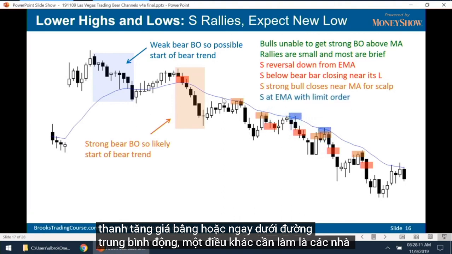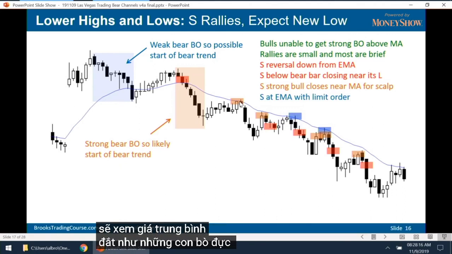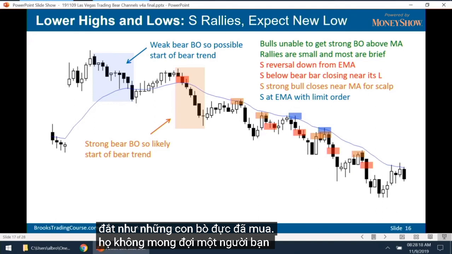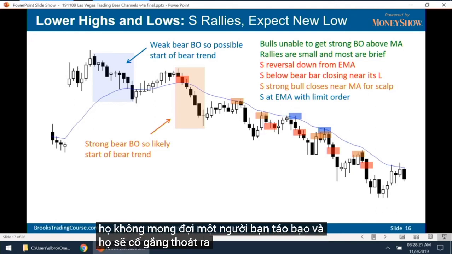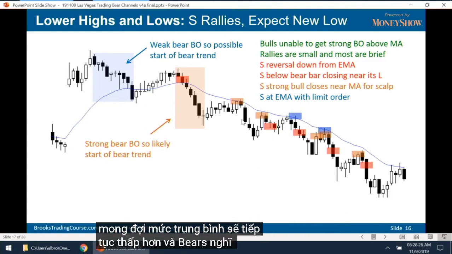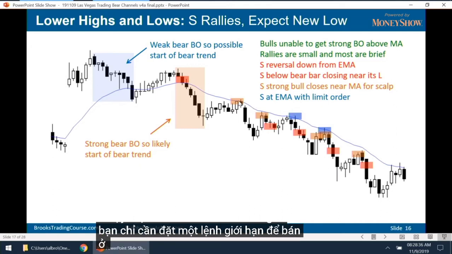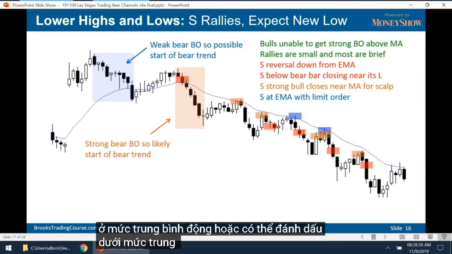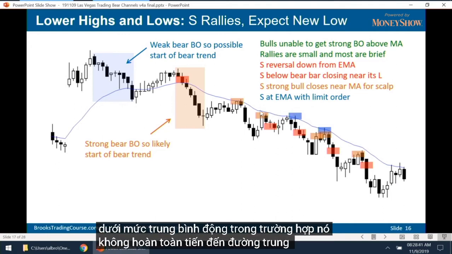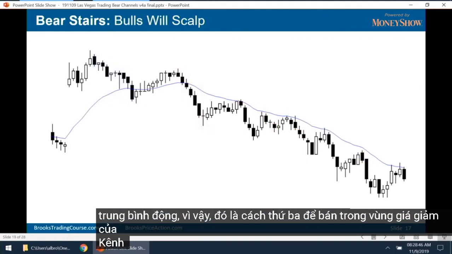Another thing to do is, traders are going to see the average price as expensive. The bulls who bought, they're not expecting a bull trend, and they're going to be trying to exit around the average price because they're expecting the average is going to keep getting lower. And the bears think that the average price is expensive. So the bears will sell around the average price as well. So another way to get short is you simply place a limit order to sell at the moving average, or maybe a tick below the moving average in case it doesn't quite get to the moving average or doesn't quite get above the moving average. So it's a third way to sell in a bear channel.